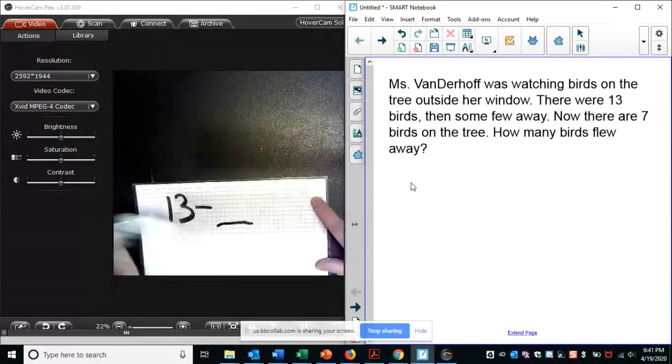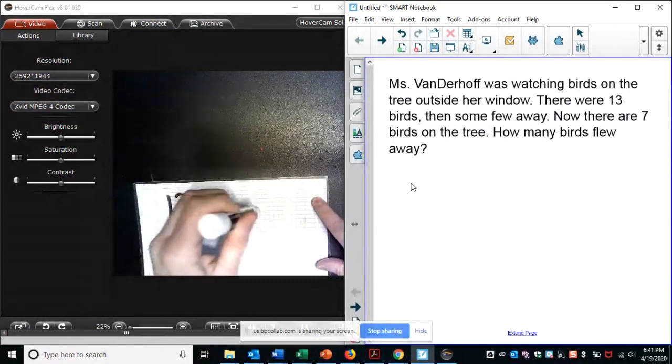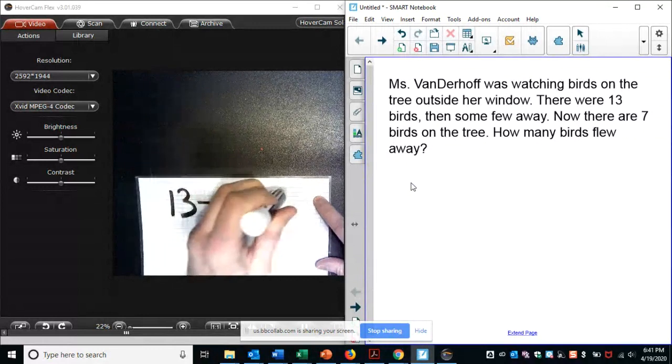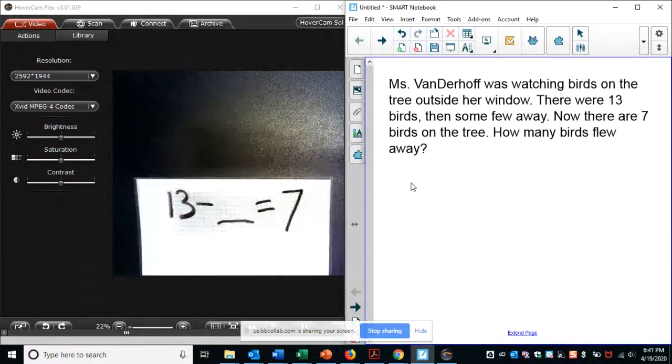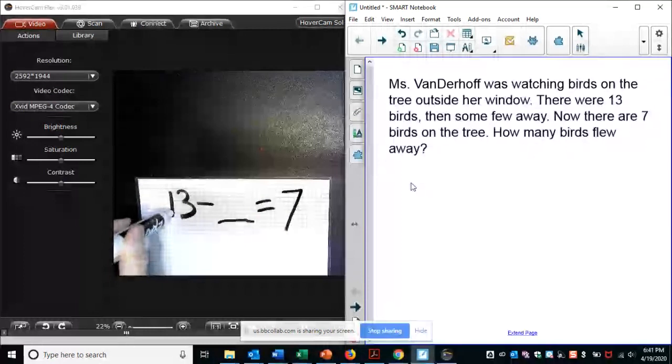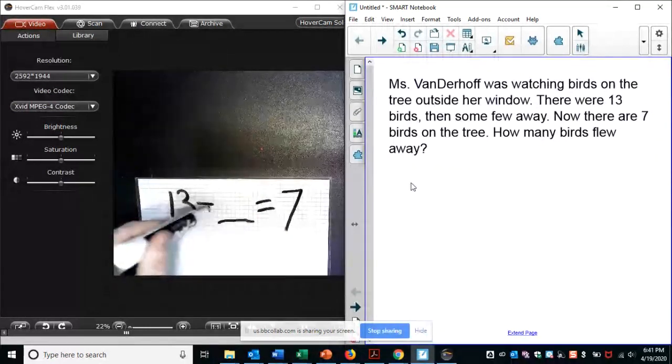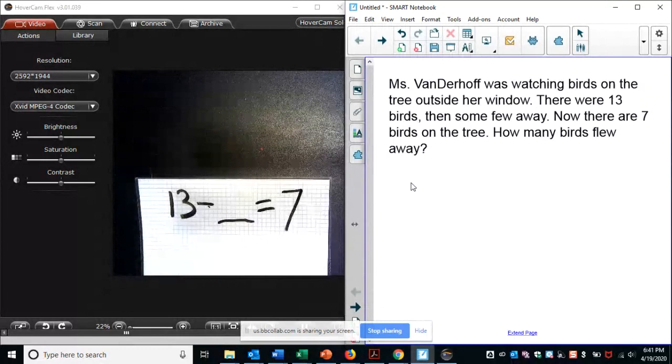Now there are 7 birds on the tree. So after that group left, now it's equal to 7. So now we have our problem. We started with 13, some flew away, we don't know how many are left. So I can use some cubes to help me figure this out.